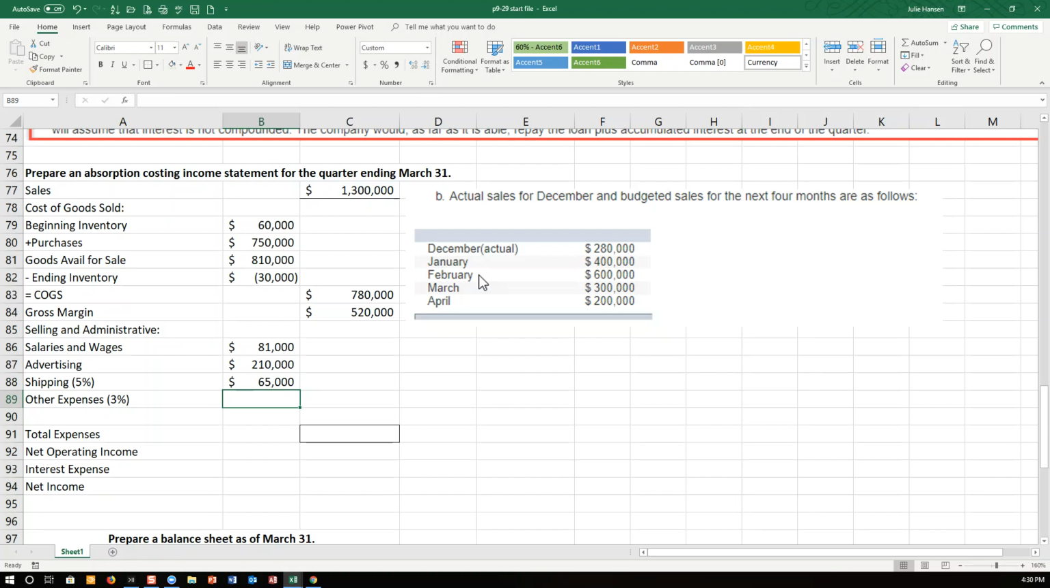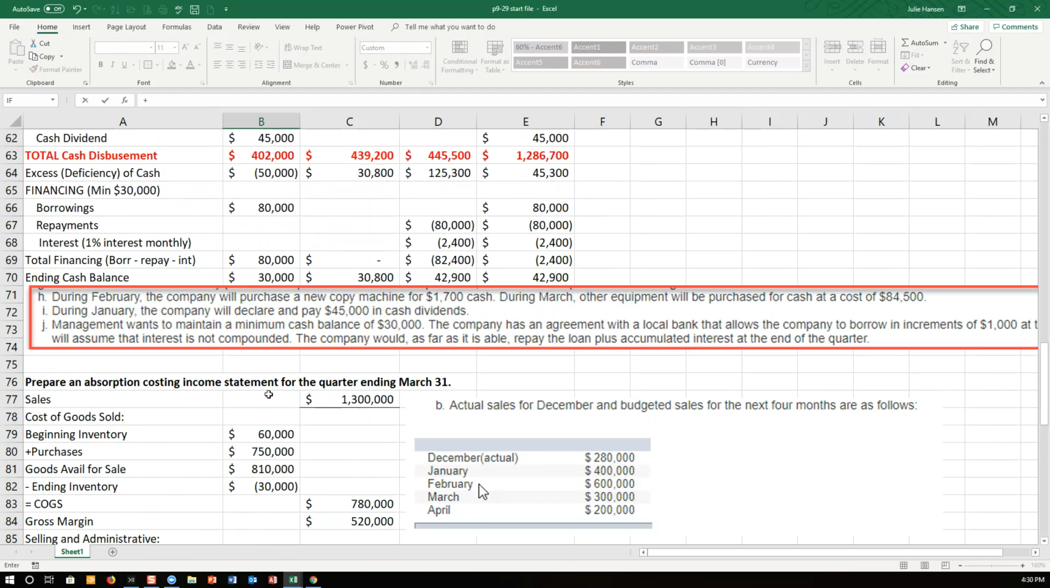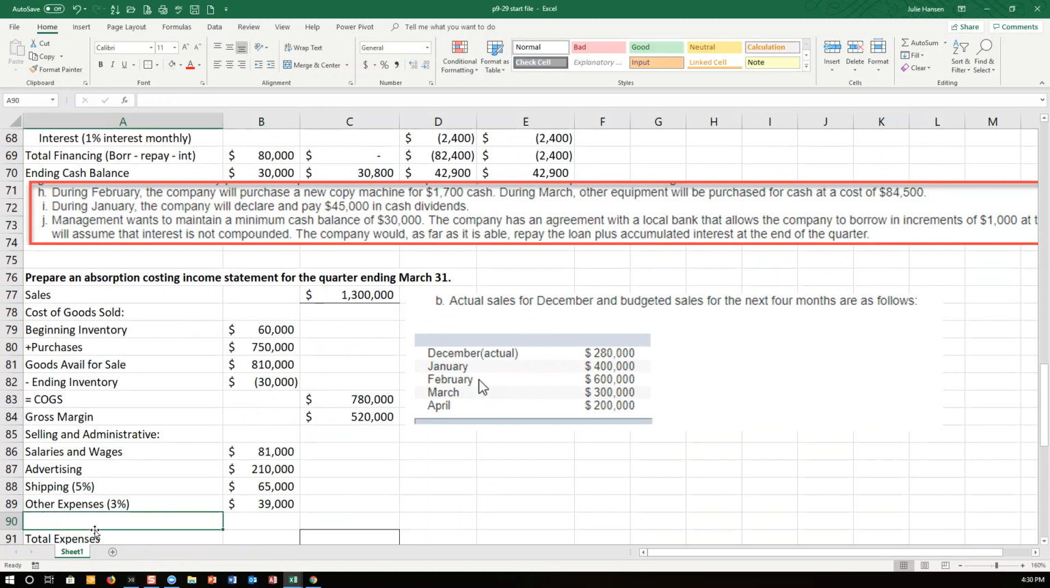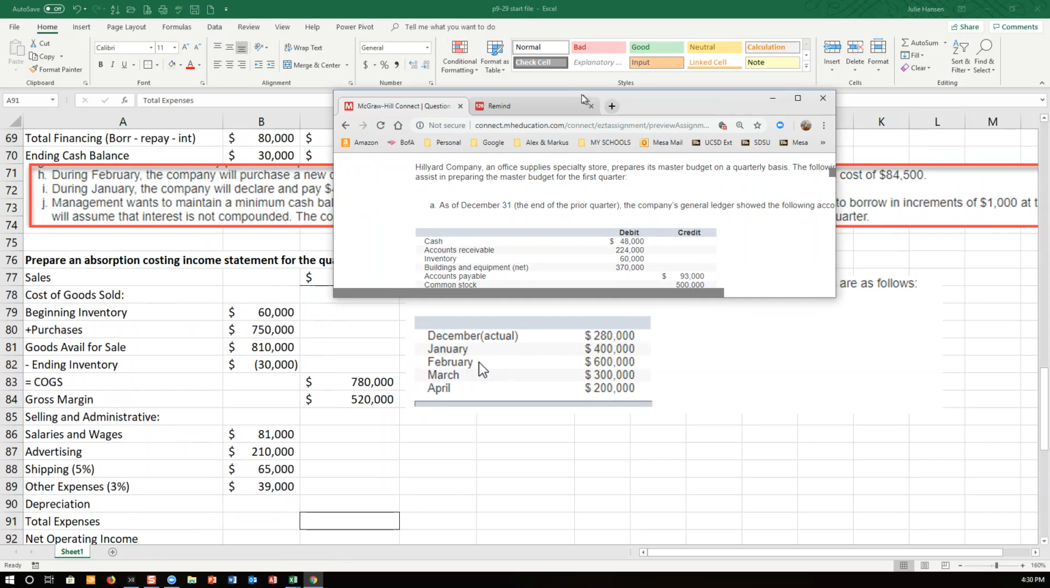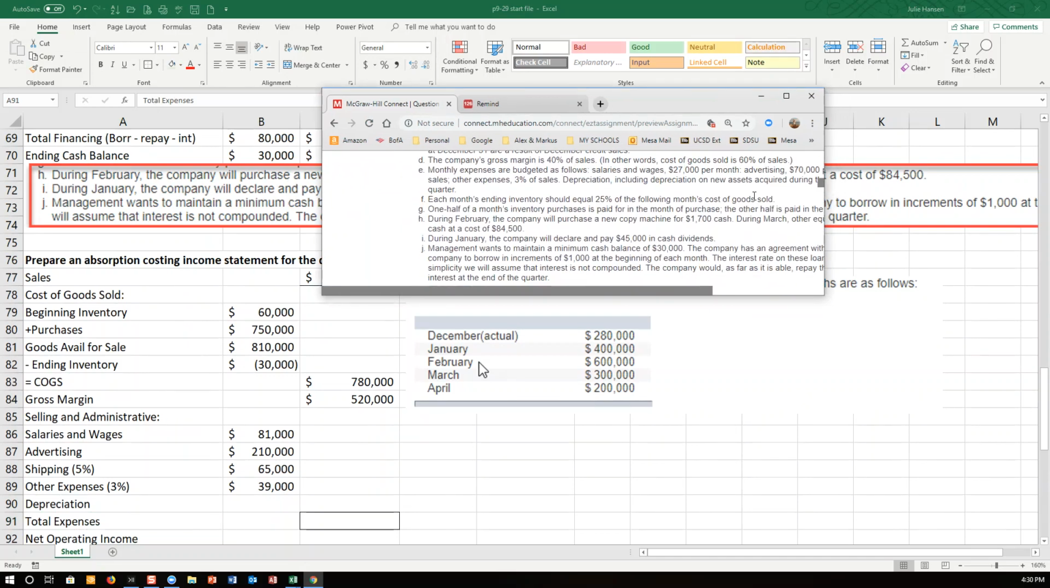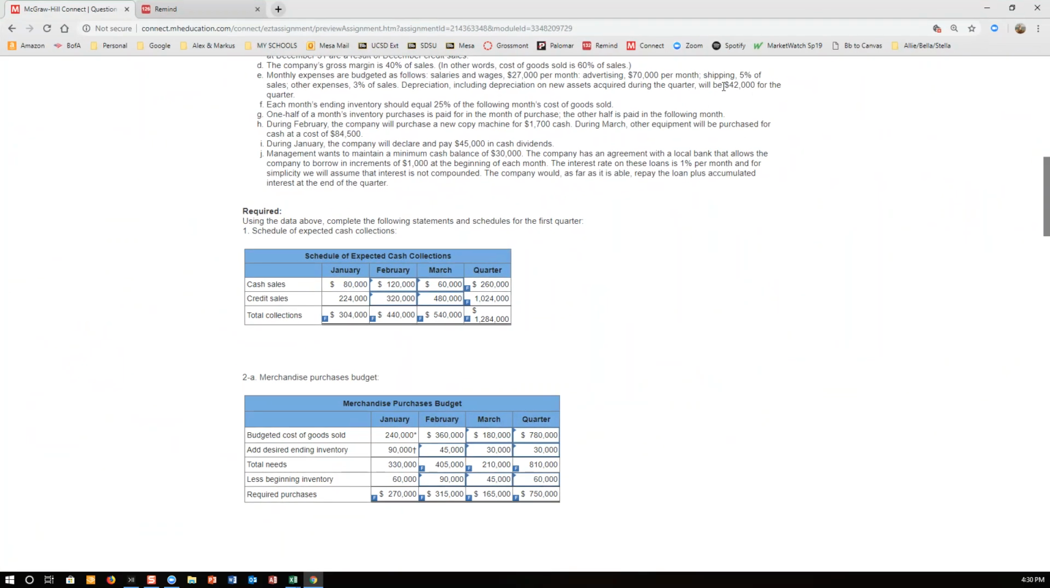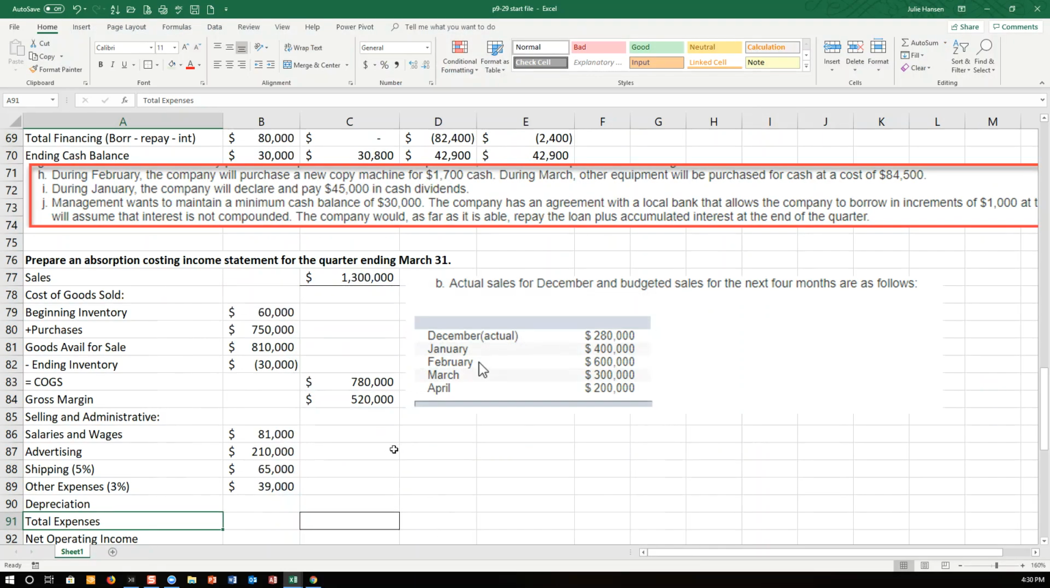And the same with the other expenses, which were listed at 3%. So here I've got my sales and I'm going to multiply that times 3%. Then depreciation is the last item, and it tells us at the end of the quarter that it will be $42,000 for the quarter. So I simply took the $42,000 that they gave me.